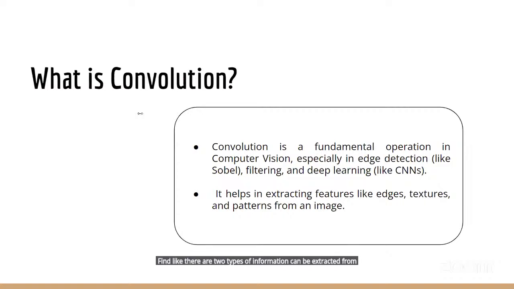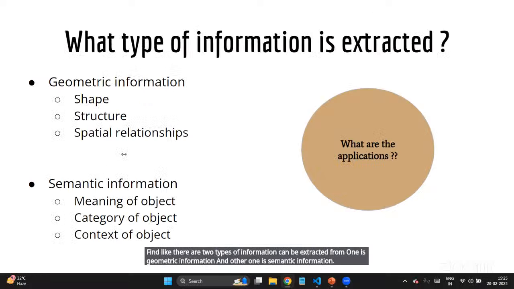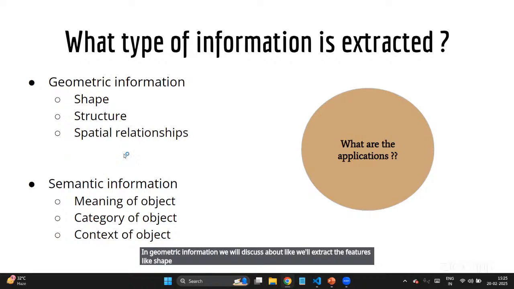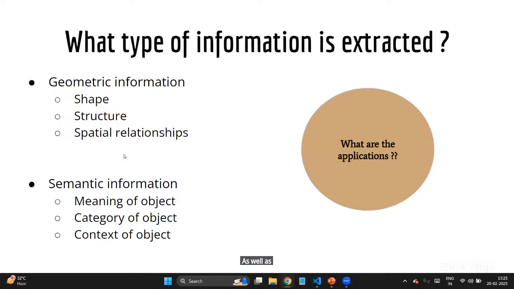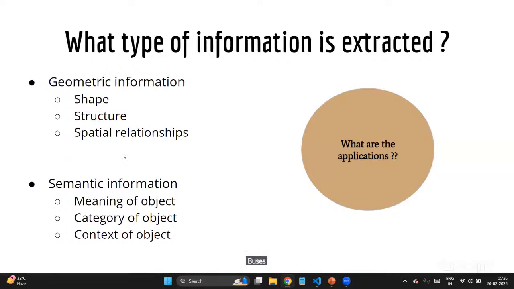There are two types of information that can be extracted from an image. One is geometric information and the other is semantic information. In geometric information, we extract features like shape, structure, and spatial relationships, whereas in semantic information, we understand the meaning of the object, the category of the object, and the context of the object. In geometric information, shape is whether it is a rectangular shape or a circular shape. The bus is in a rectangular shape, so we will visualize the shapes here.